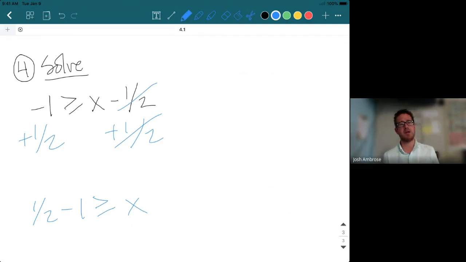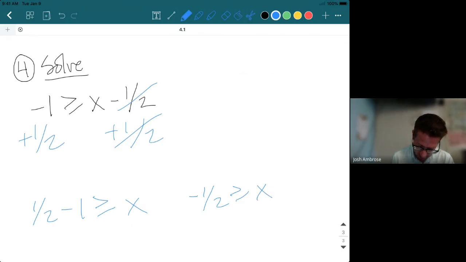So 1/2 minus 1, that would mean I have a half and I take away a full number from it. I'm now going to be at a negative 1/2. So now we have negative 1/2 is greater than or equal to x.